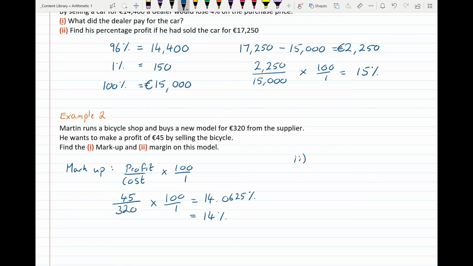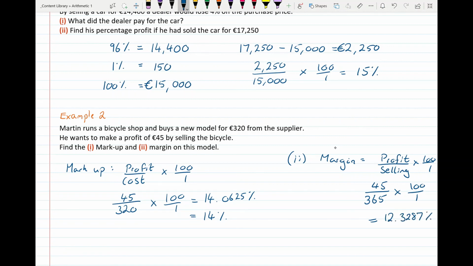In part 2 then, it asks for the margin. So the formula for margin is your profit, but this time margin is over your selling price. And then you need to multiply that by 100 over 1. His profit is still 45 euro, but for the selling price, he bought it in for 320 and made a profit of 45, so he must have sold it on for 365. Times 100 over 1, that margin is 12.3287%. To the nearest percentage we'll say is 12%.